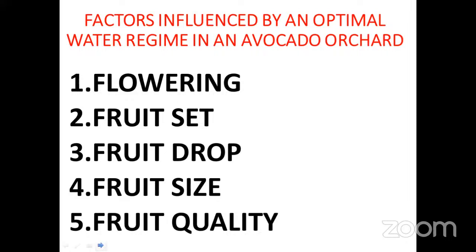So these are the factors that water impacts in a given avocado orchard. When you have an optimal water regime in an avocado orchard, these will be impacted: flowering, fruit set, fruit drop. If you don't have enough water as the plant requires, that is the daily water requirement, you will invariably face the issue of fruit drop, and also of fruit size and fruit quality. So water is key in dealing with these very important elements in commercial cultivation of avocados.